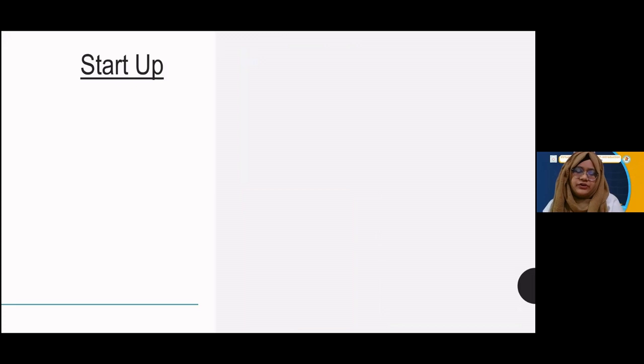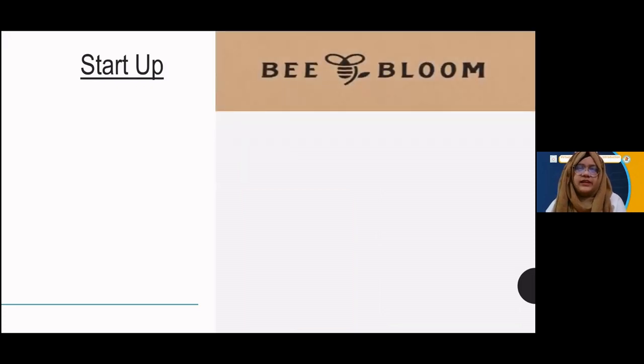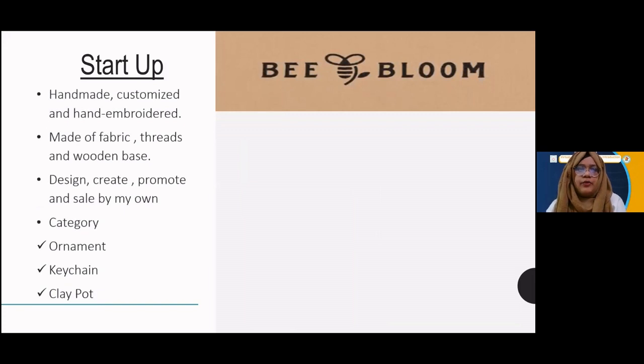I'm also an entrepreneur. From the love of creativity and art, I have started up my small business named Begum, which is mainly online based. There I provide handmade, customized, and hand embroidered products. The products are mainly made of fabric, threads, and wooden base. I design, create, and sell my own products by myself.